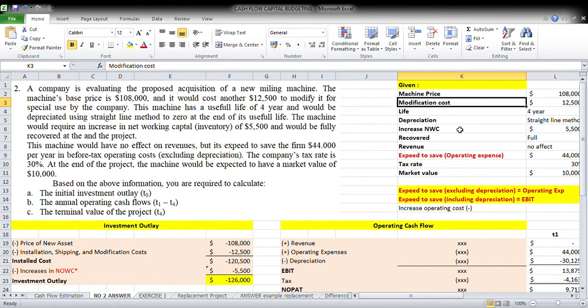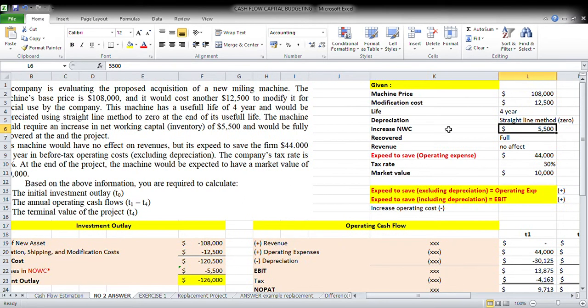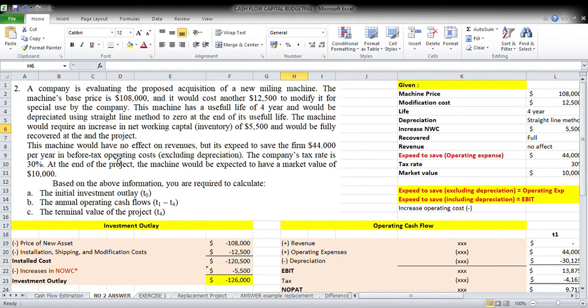Life is 4 years, and the depreciation uses the straight line method. Then this machine has an increase in net working capital, increase in NOWC, of 5,500. The machine will have no effect on revenues, so we don't have revenues here. Maybe this is a new machine, a new investment. The expected savings for the firm is 44,000 per year before operating costs and excluding depreciation.